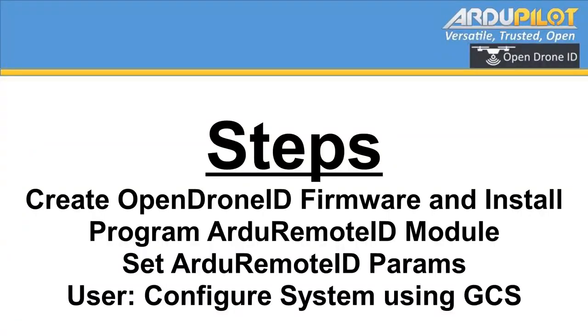The first step is to create ArduPilot firmware that has OpenDroneID capabilities and install that. Then we'll need to program an ArduRemoteID module, or remote ID module, with its necessary firmware and parameters. Then set up those ArduRemoteID parameters in the remote ID module. And finally, discuss the way a user would interface and configure the system using a ground control station.